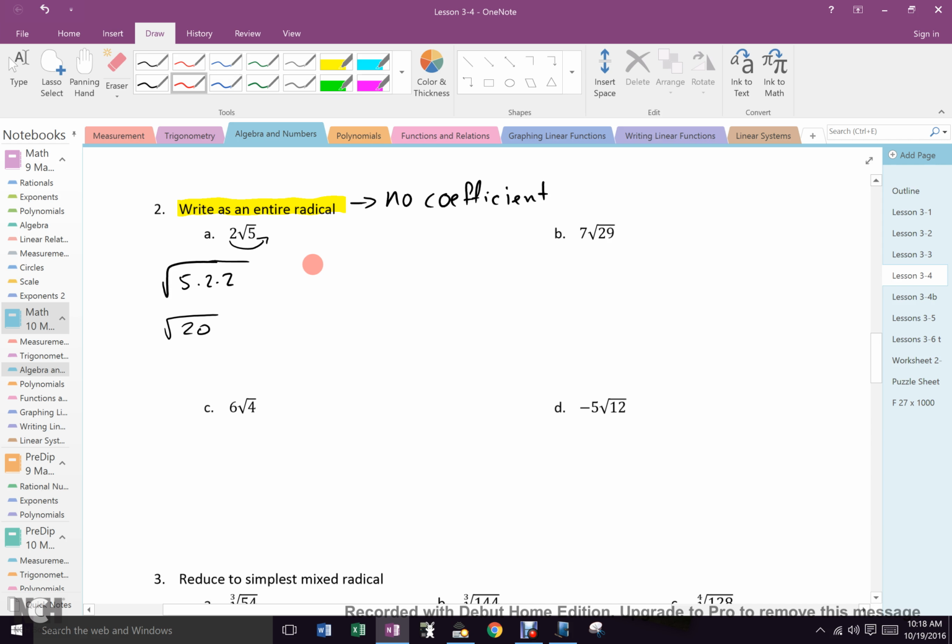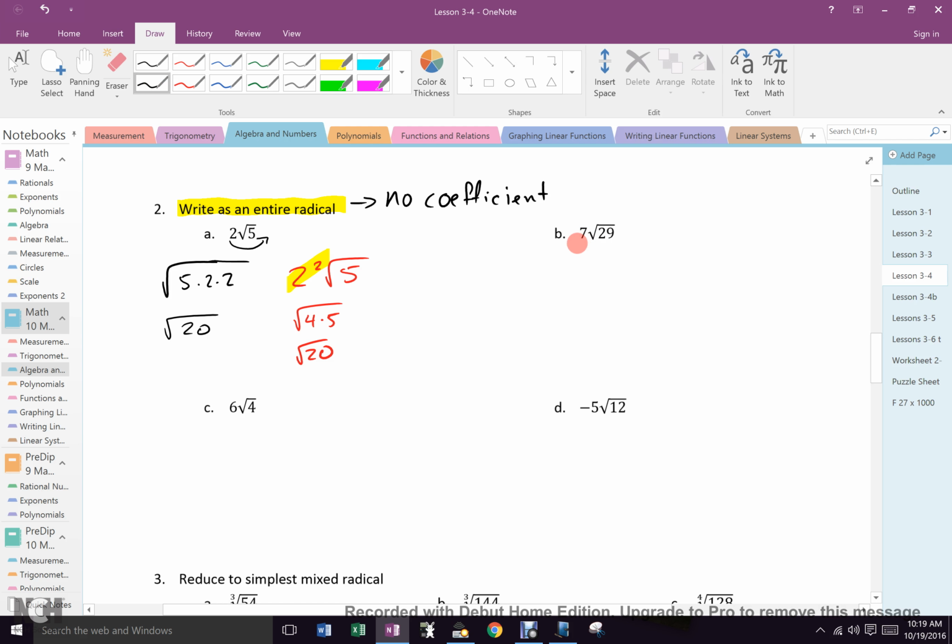I forgot about this part when we were talking. 2 root 5. What is not written here that should be? A little 2. That little 2 is an index, but it also looks like something else, doesn't it? What does this part of it look like? An exponent, doesn't it? 2 squared and 5. 2 squared is 4 times 5, which is root 20. Everybody see that? That's a little shortcut, but this is what's actually happening. Everybody cool? So let's look at the next one.